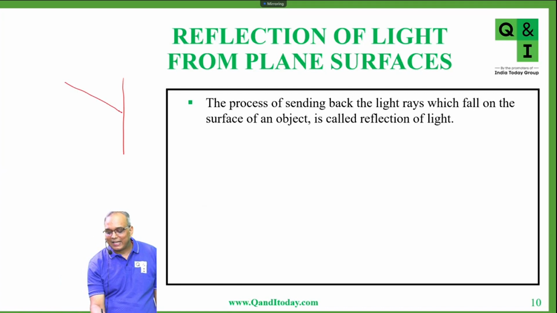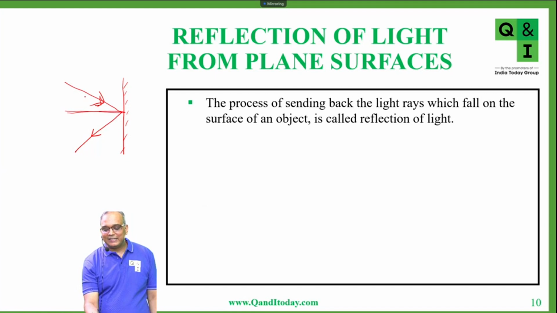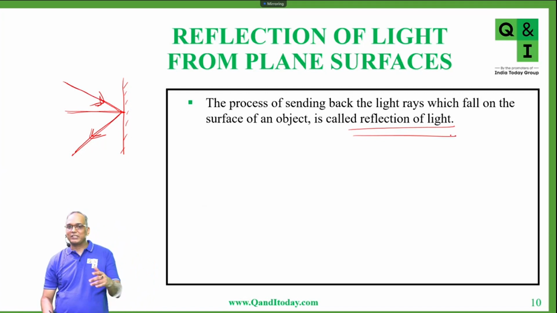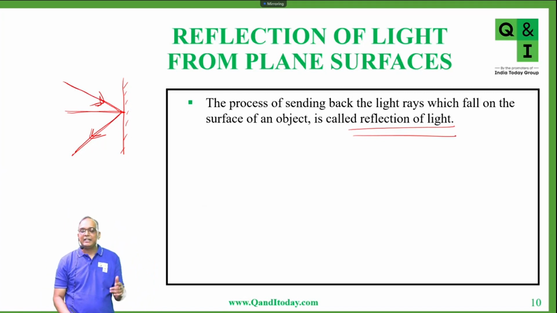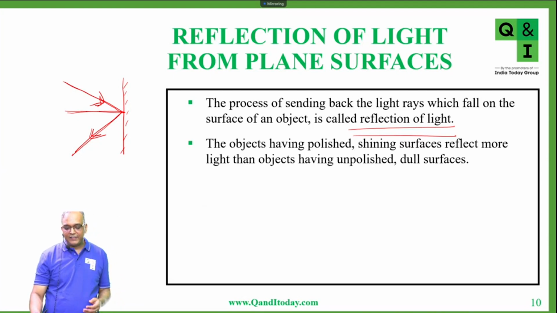So this is the light ray. Let's say this is the mirror. So this light ray is called the incident ray, and this is your reflected ray, right? So this process by which the incident ray gets reflected is called reflection of light. The process of sending back the light ray which falls on the surface of an object is called reflection of light. You can note down this definition.